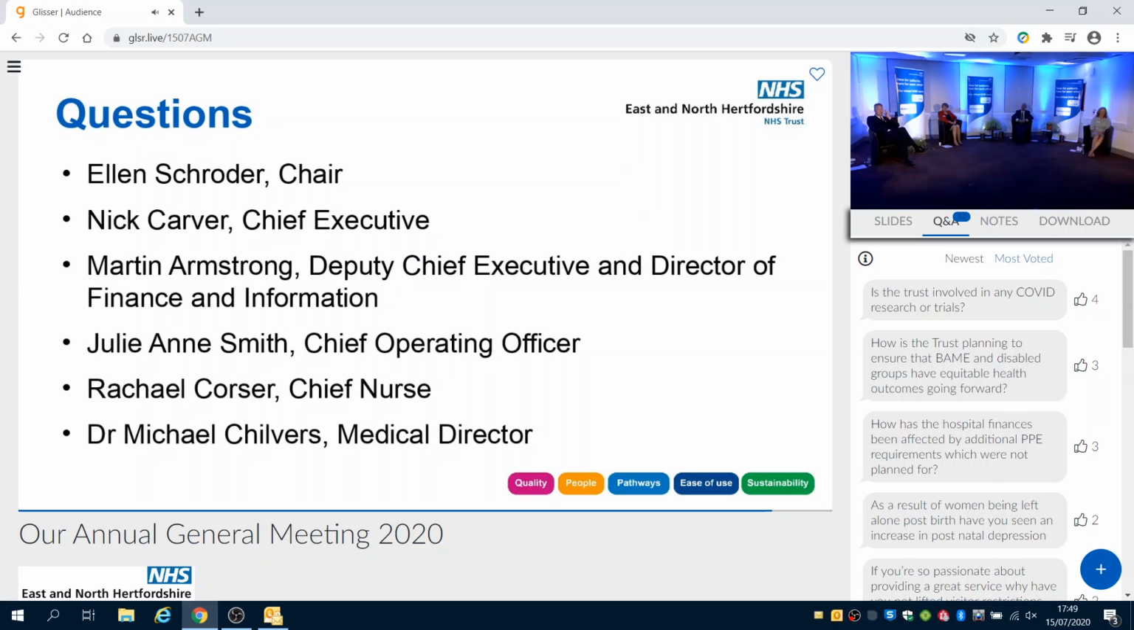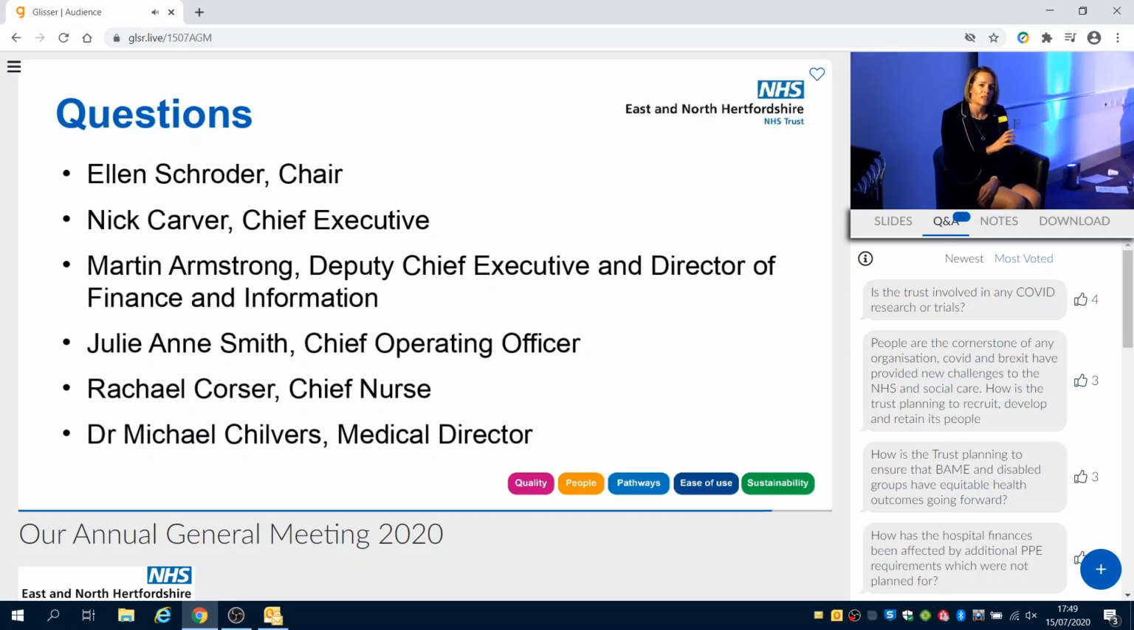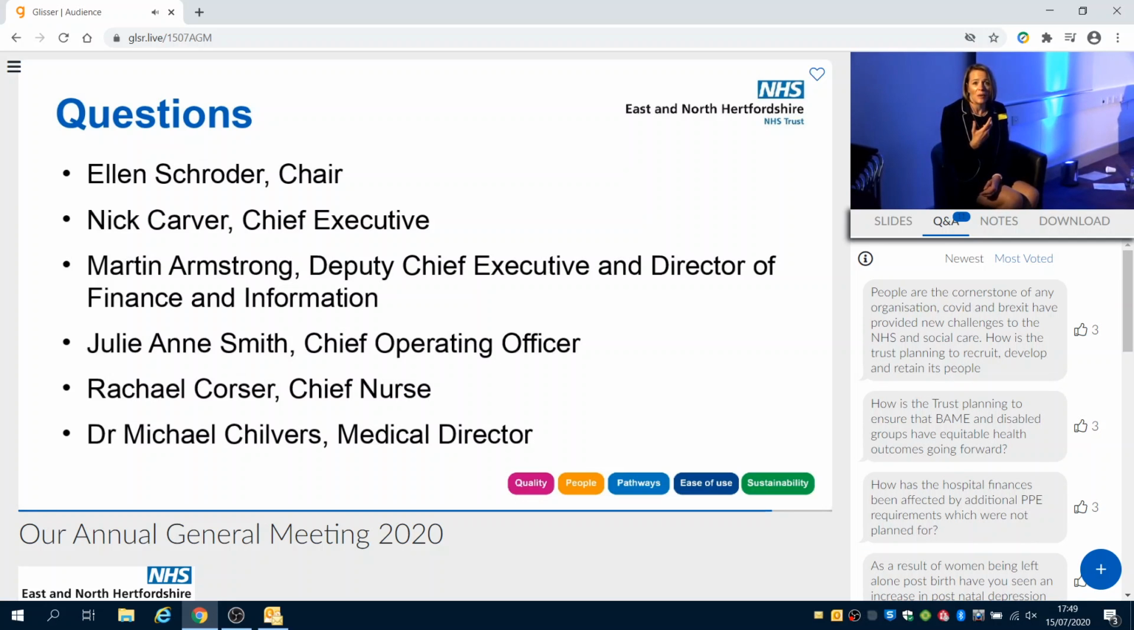Rachel, do you want to? Yes, thank you. So I think there's a couple of responses to the question around how we're planning to ensure that our BAME and disabled groups have got equitable health outcomes. I think first to start off with building on the work that we've already started with our colleagues across the system. So working on understanding what population health data is telling us. So what is our local population need so that we can respond with the services appropriately to meet their needs, their demands. Michael, in his presentation, talked about the work we do on learning from when things go wrong, when people die, and looking at how those improvements in health outcomes can really affect those minorities within our services.